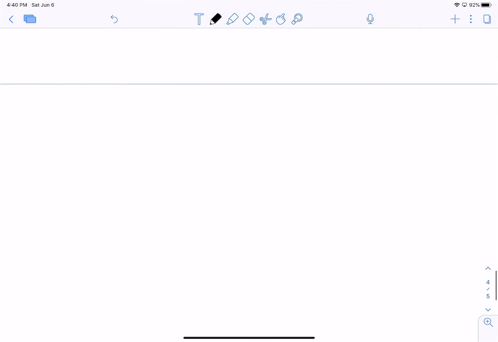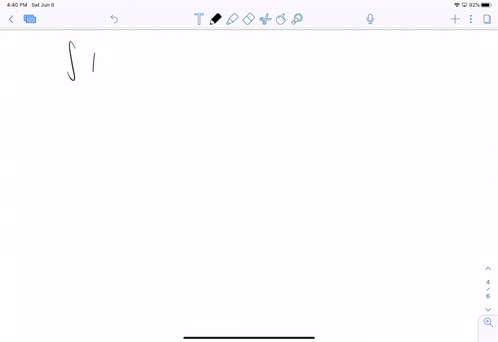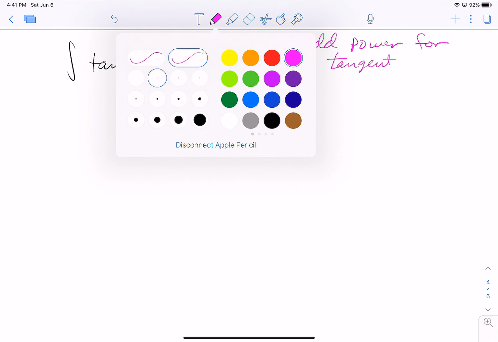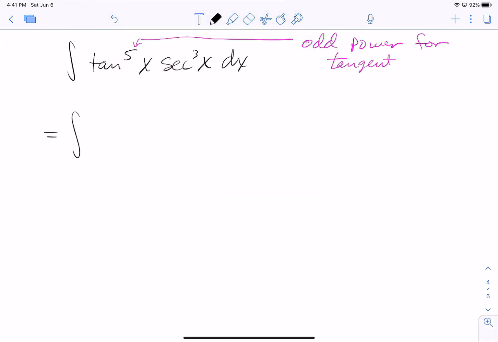In our next example, we'll see another pattern with the tangent and the secant. We have the integral of the tangent to the 5th of x times the secant cubed of x dx. This time, what I'd like to note is that we have an odd power for the tangent function. If what we've done so far hasn't been tricky enough, here we are. We're going to break off 1 power of the tangent function and 1 power of the secant function. I know. Let's just see what we end up with.